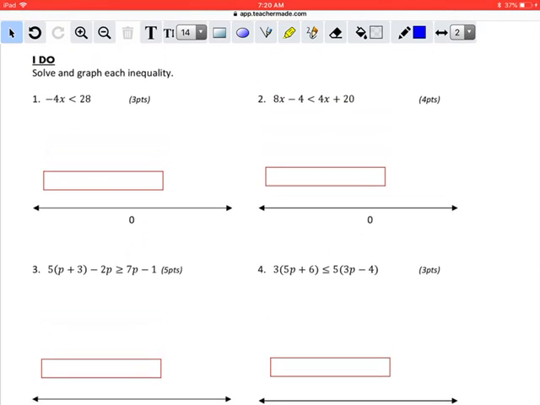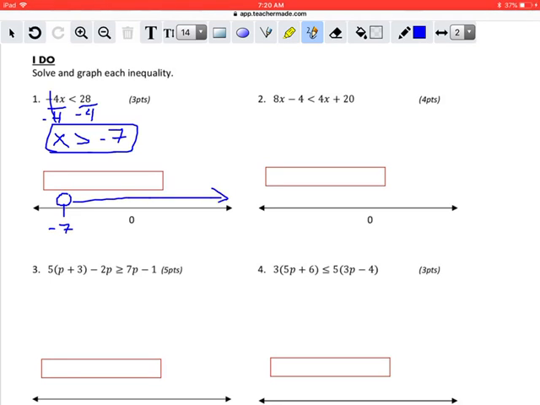So here we go, starting with number 1. I want to get x by itself, so I just divide by -4. If I divide by a negative, remember I need to flip it. So flip it around, I get -7. That's what I need to put in the text box. But before I do that, I'm going to graph this. So -7 would be about right here, so I put -7 there, and then draw an open circle, since it's not underlined, and then it's pointing to the right. And that's all you have to do for the graph, okay?